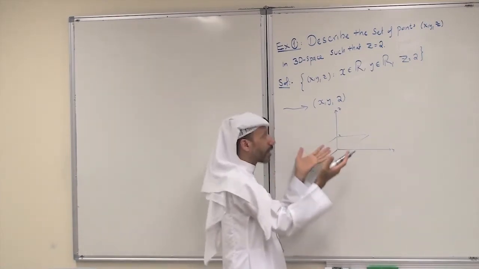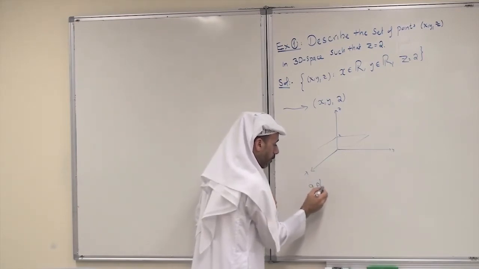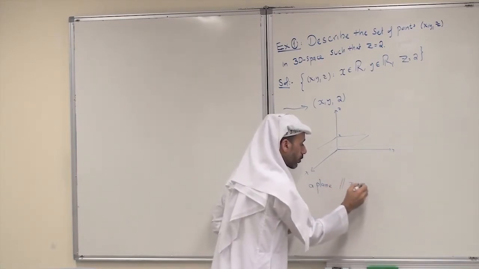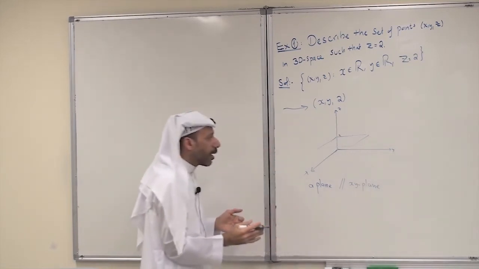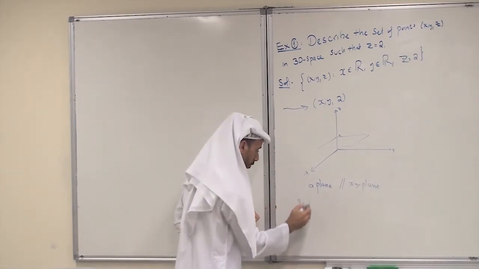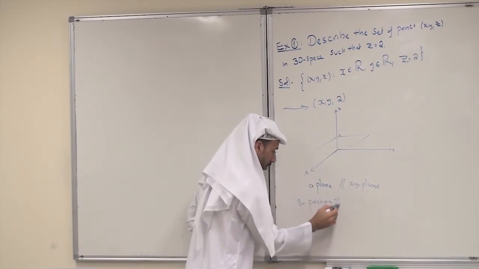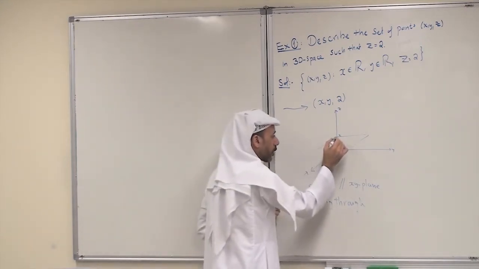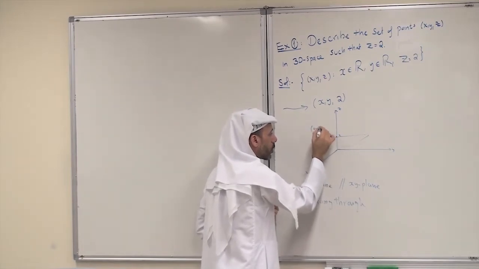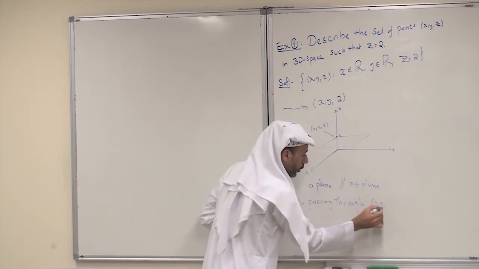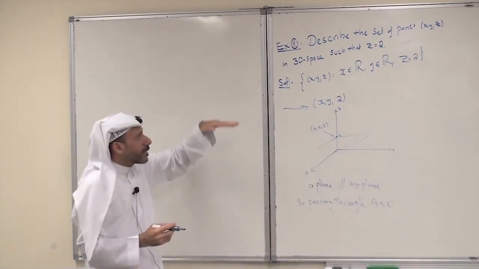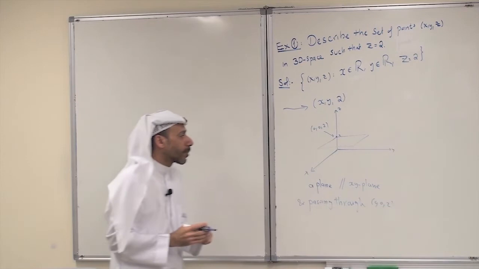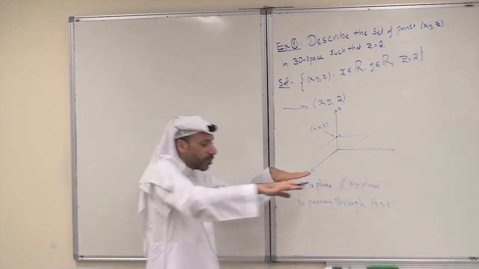So this is the resulting set, it is just a plane parallel to the xy plane and passing through... well, it is enough to find one point in the plane, so I can take this point, which is 0, 0 and 2. So the given set is just a plane parallel to the xy plane and passing through the point 0, 0, 2.